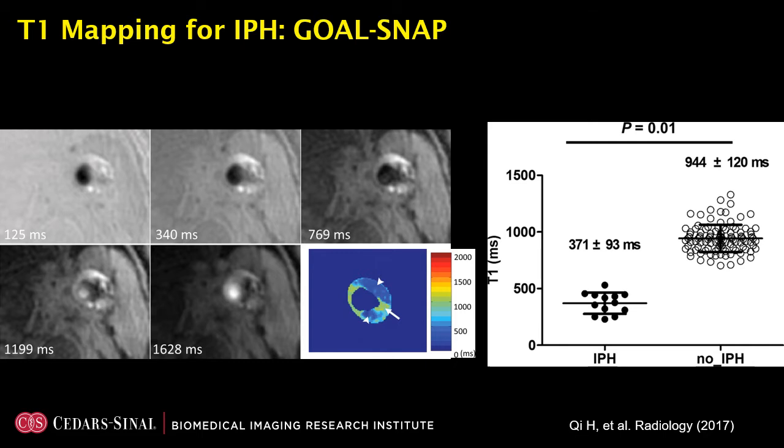They also compared the data from 11 subjects, a total of 110 sections, and showed that the minimal T1 within the sections that contain IPH was significantly lower than those sections without IPH.